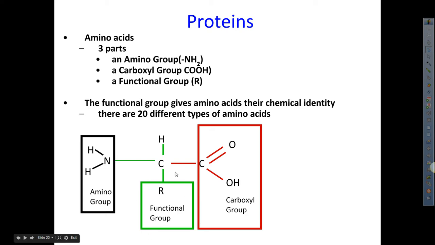This other part here kind of determines how this amino acid is going to respond and bond with other amino acids. There are 20 different amino acids.